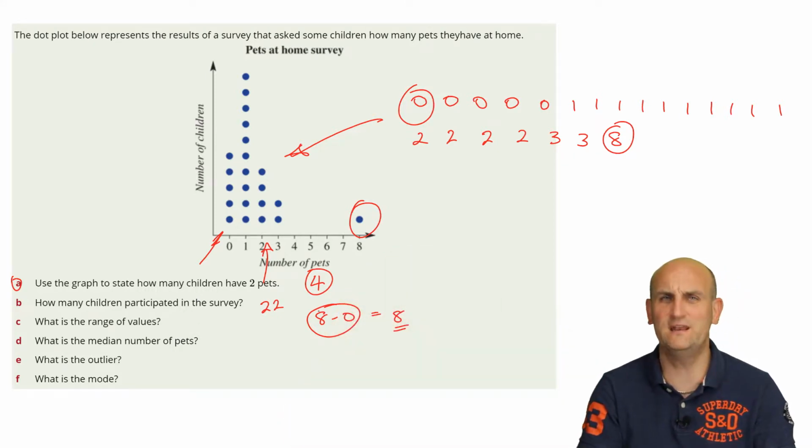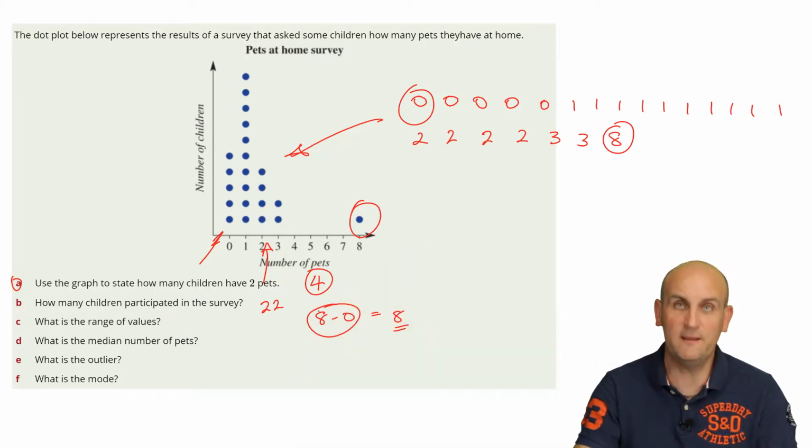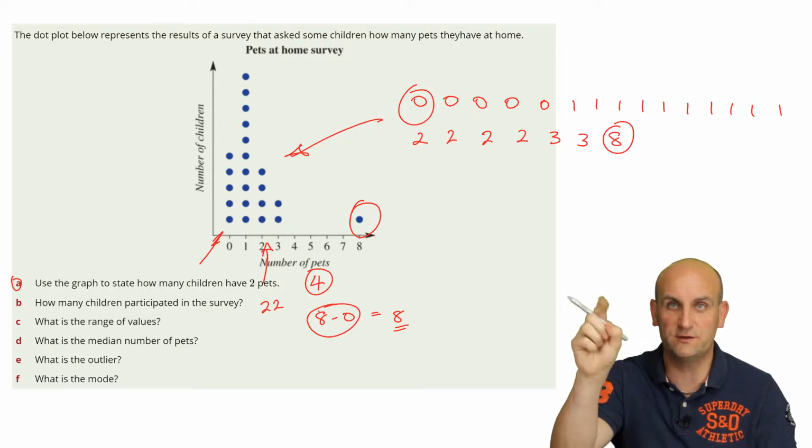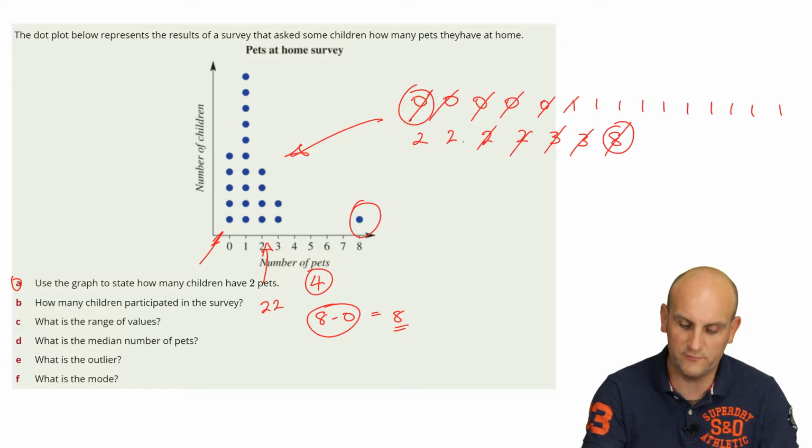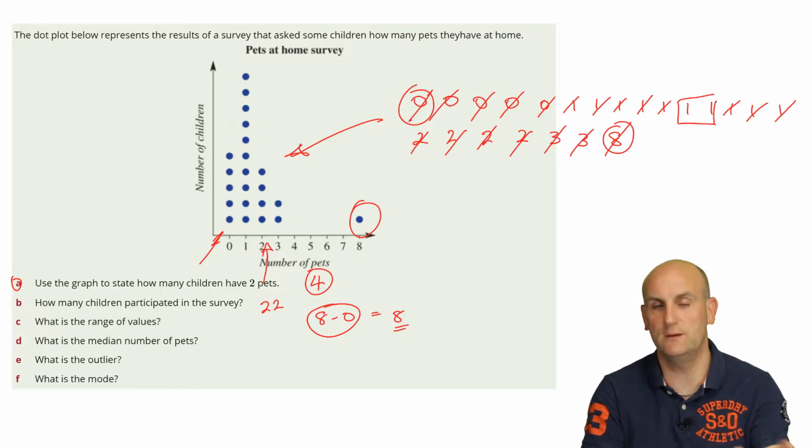What is the median number of pets? Well, having written them out in a long line, I can now cross numbers off the start, cross numbers off the end. So 1, 2 off the start, 2 off the end, 2 off the start, 2 off the end, 2 off the start, 2 off the end, 2 off the start, 2 off the end, 1 off the start, 1 off the end, 1 off the start, 1 off the end. And lo and behold, I've got 2 numbers in the middle.